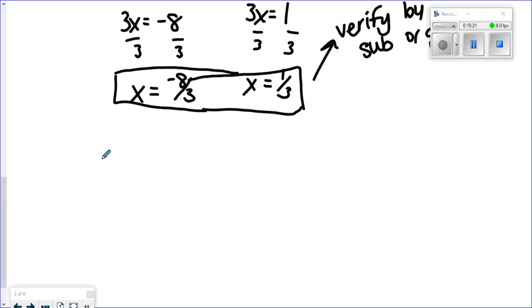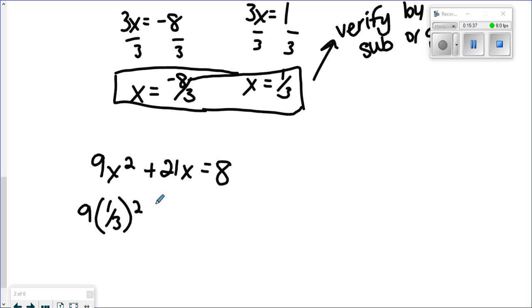So our original equation, I want to go with what we had at the beginning: 9x squared plus 21x is equal to 8. I'll substitute in the second solution. So 9 times 1/3 squared plus 21 times 1/3 is equal to 8.